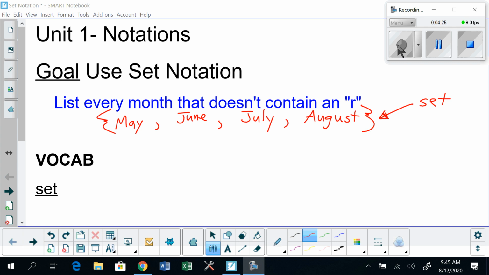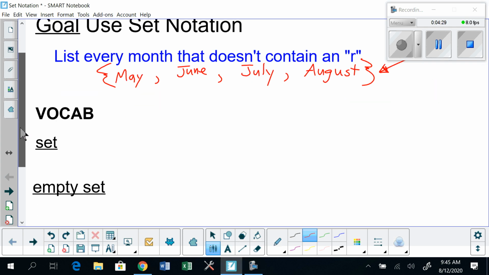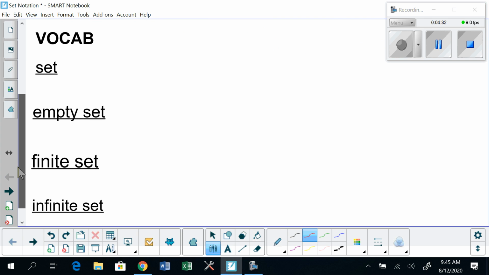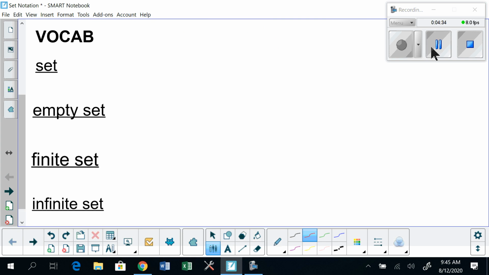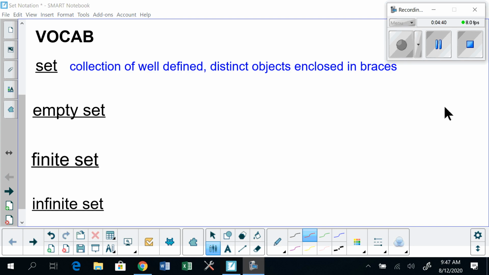So at this time, go ahead and get out a piece of paper. There are some vocabulary words I want you to write down. You will be quizzed on this at the end of the video, so you'll want to take good notes as you go. Let's start with a formal definition of the word set. A set is a collection of well-defined, distinct objects enclosed in braces. And the objects of a set have a name as well. Those objects have a name.